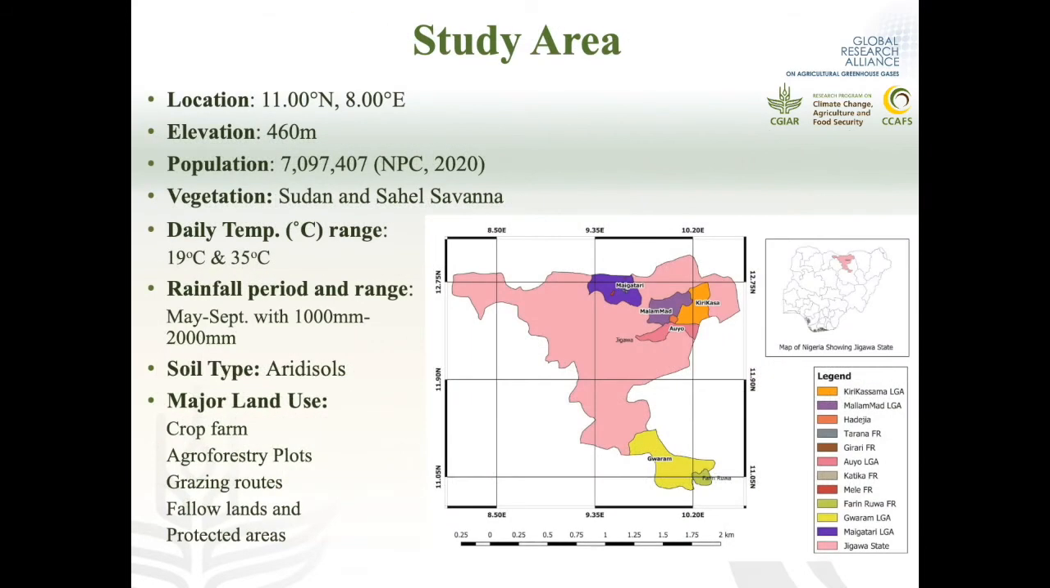Now, this is the study area description. The major land use here are crop farm, agroforestry plots, grazing routes, fallow lands, and then protected areas. These are the land use types on which this study is going to focus on.